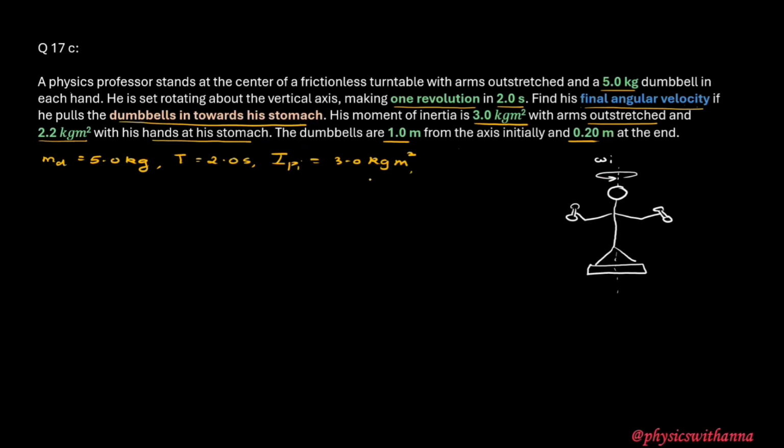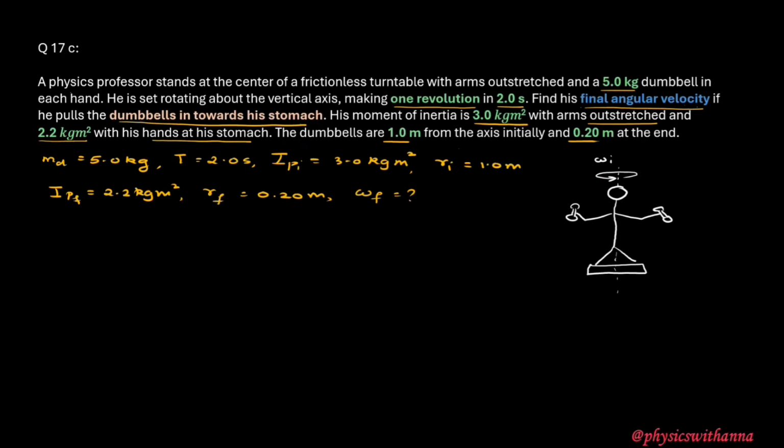And initially when his hands are outstretched, the distance of each dumbbell from the axis of rotation, we will call it r initial, is 1 meter. When he brings his hands close to his stomach, his moment of inertia, which we write as Ip final, is 2.2 kg meter squared. And now the position of the dumbbell from the axis of rotation, which we call r final, is 0.20 meter. We need to find his final angular velocity. So we need to find what is omega final.